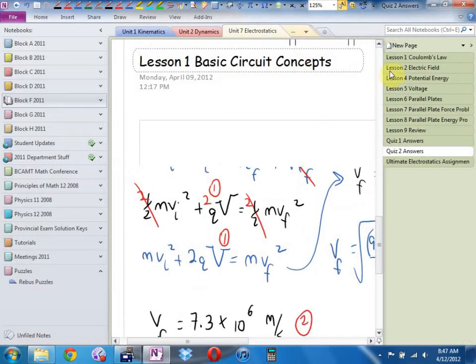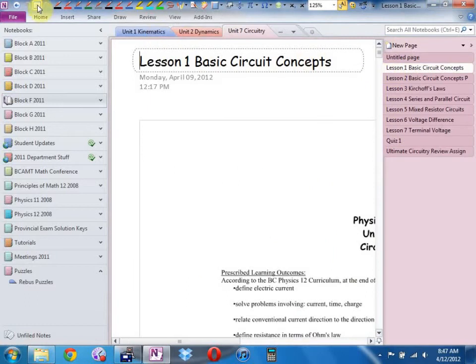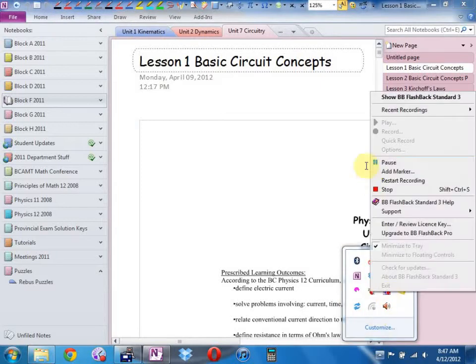Last day, we started circuitry. We looked at basic circuit. Pardon me? You didn't get enough handouts? It's because I didn't want you to learn. Secretly, I've always wanted. So let's try that again.